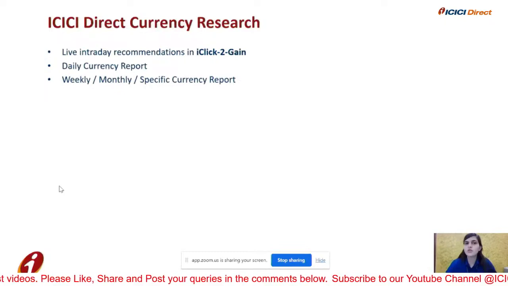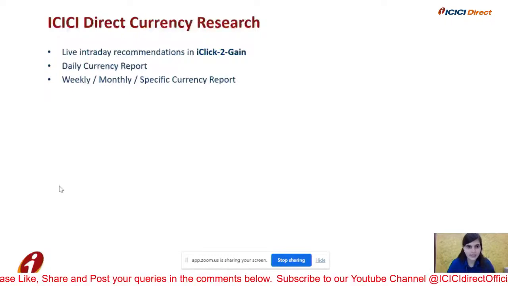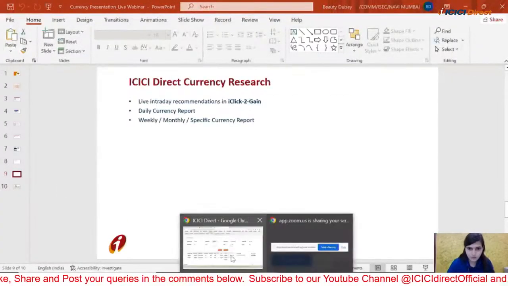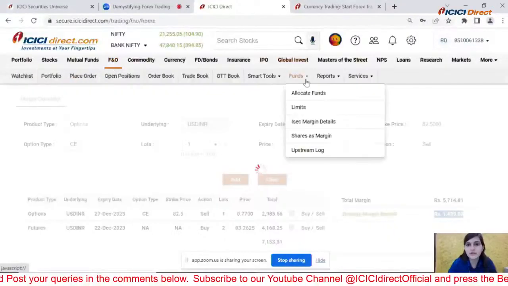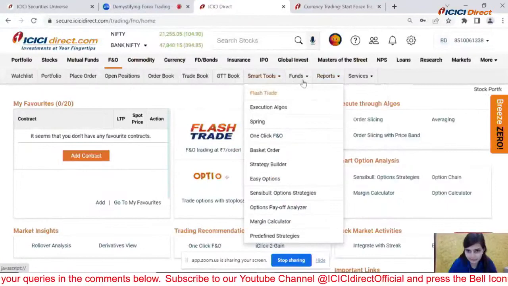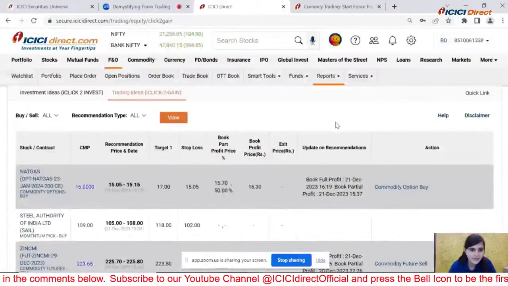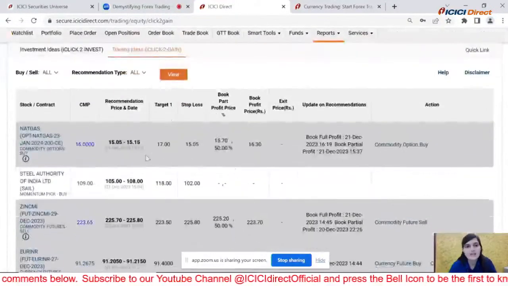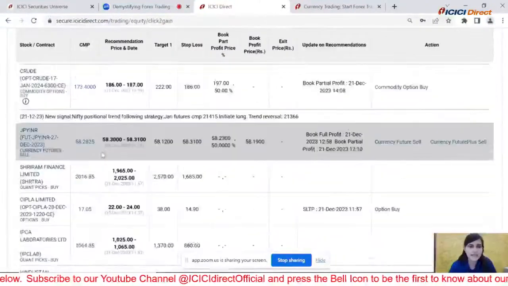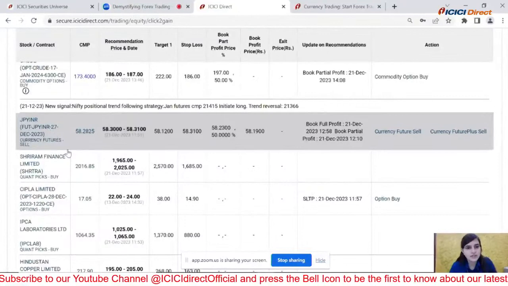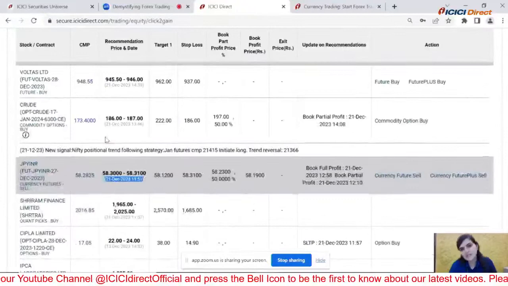So at ICICI Direct, if you are a newbie and you don't have much idea, you can go on iClick to Gain, where we provide daily recommendations. I'll show you that. For daily, you have some calls you can go and check if you want to take a trade. We have a success rate of around 70%. Here, this is the iClick to Gain page. You can look for futures, options, and here we have JPY. This call was given on 21st December at 11:15. So these are intraday trades.